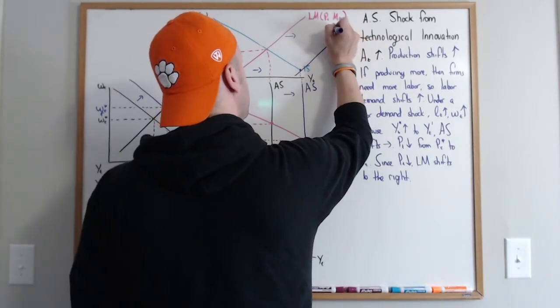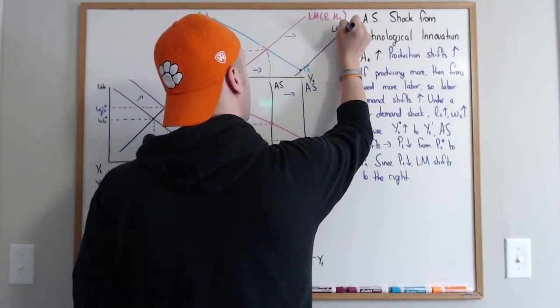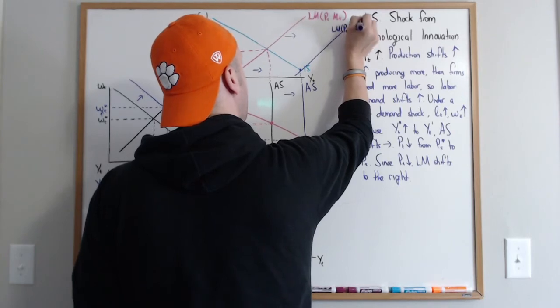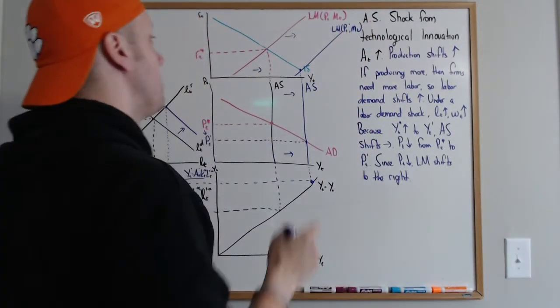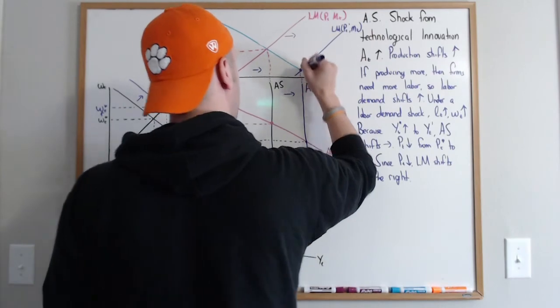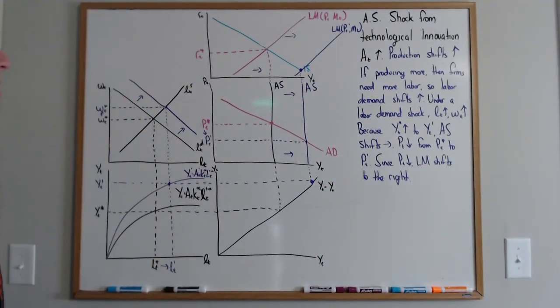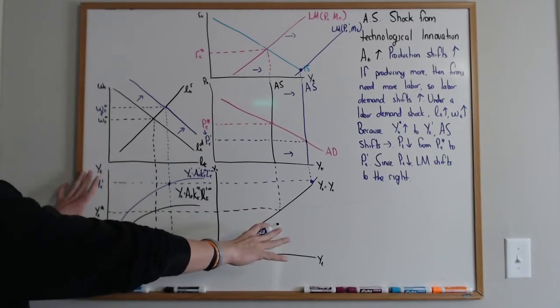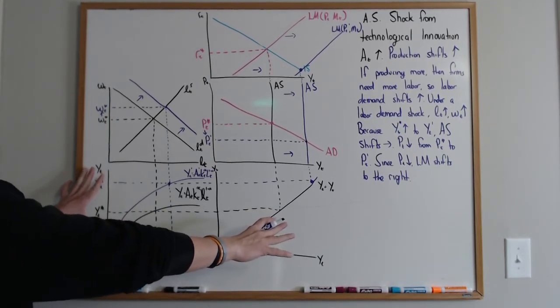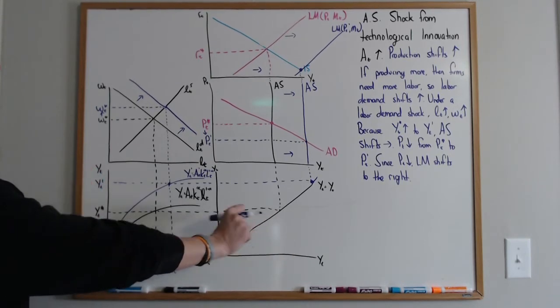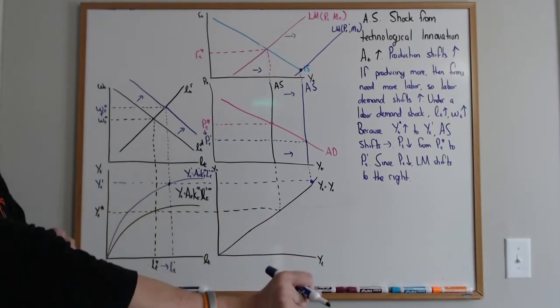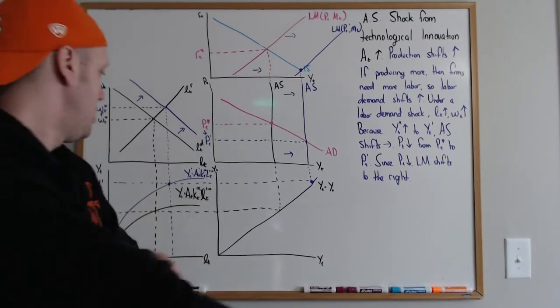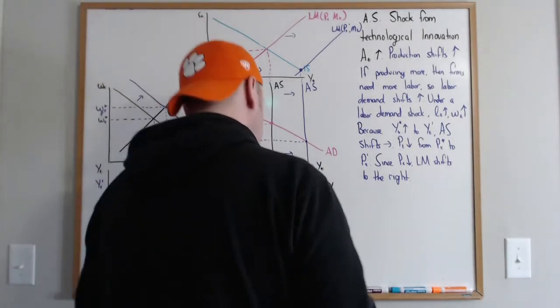Shifts to the right up to the point where the IS and LM curves intersect directly above where aggregate demand and aggregate supply intersect. And this right here is the response to a technology shock that results in a shift in aggregate supply. So let's summarize what variables changed here. Let's summarize what moved.